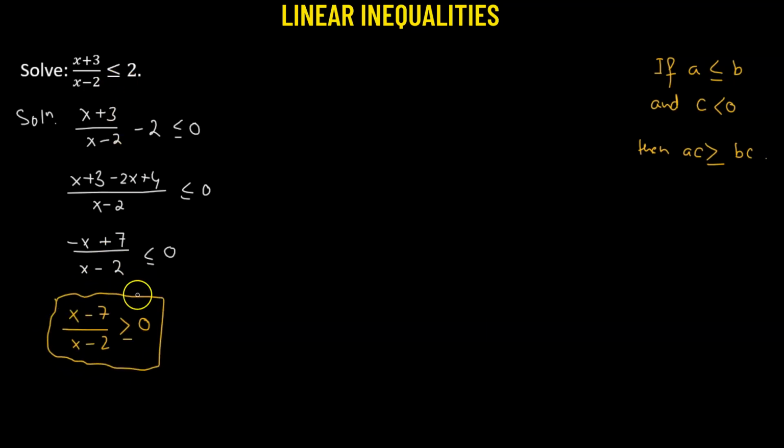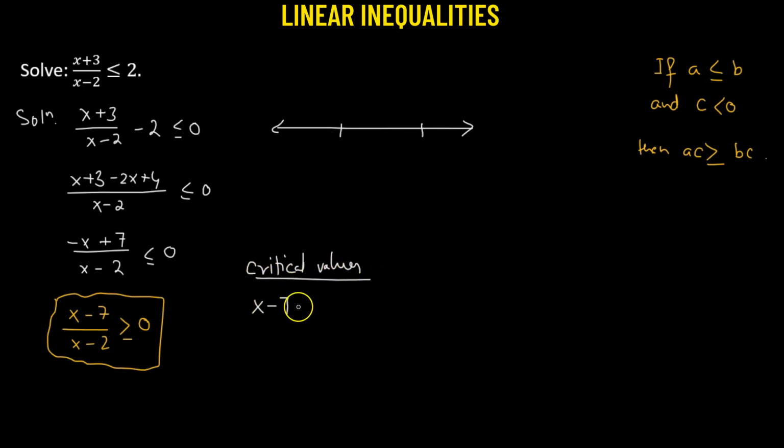So to solve this new linear inequality, we'll consider a number line. On this number line, we are going to find some critical values. Now, how do we find out the critical values? All we have to do is consider the numerator, x minus 7, and equate it to 0. Then we'll also consider the denominator and equate it to 0. Solving for x gives us x equals to 7 and x equals to 2. So these are the two values that we'll plot on the real number line. So we have 2 followed by 7.